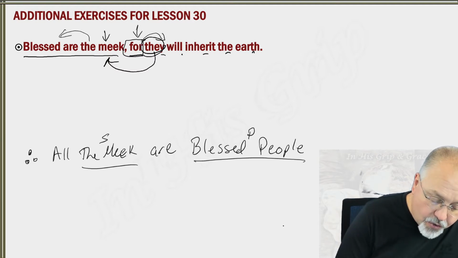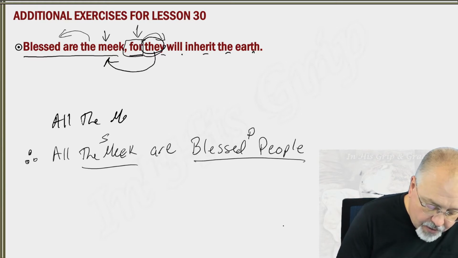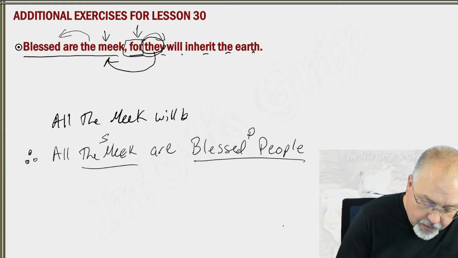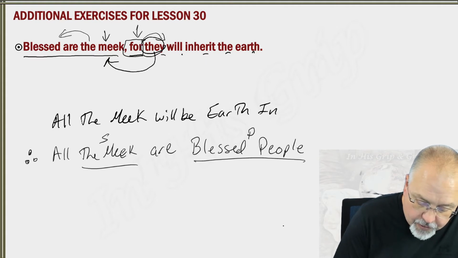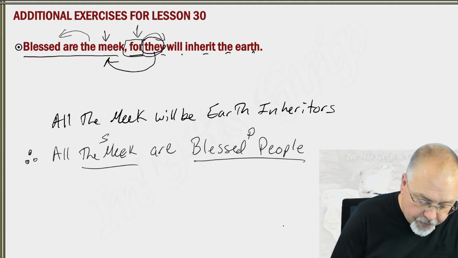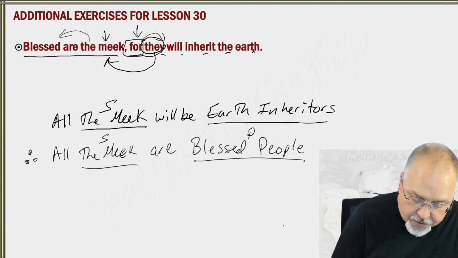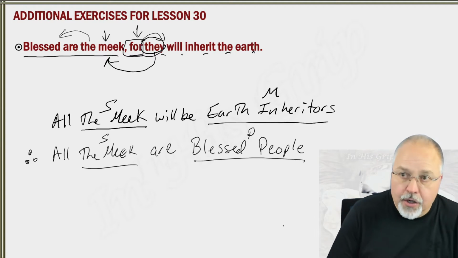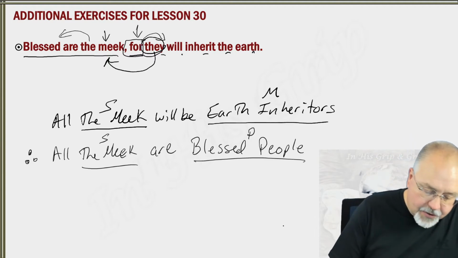And so who is it? All the meek people. So all the meek will be earth inheritors. Okay? Here we go. The meek is S, which makes earth inheritors M, right? Our middle term.